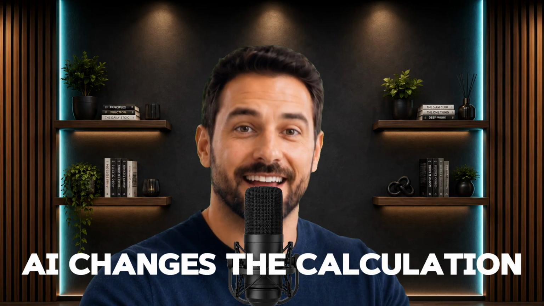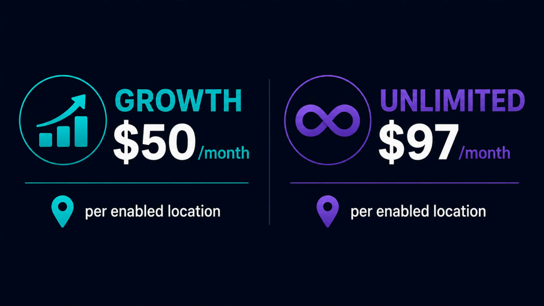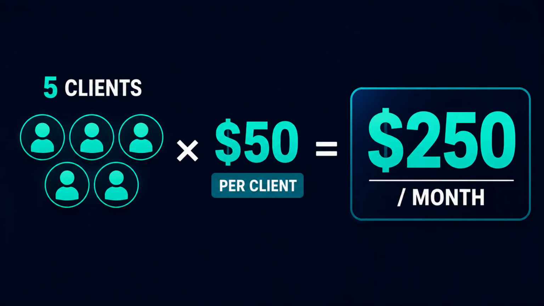And then there's AI. This is the part I'd pay particularly close attention to because AI usage can add another layer to your costs. HighLevel currently gives you 3 ways to use its AI products: pay-per-use, AI Employee Growth, or AI Employee Unlimited. Growth is $50 a month per enabled location. Unlimited is $97 a month per enabled location. So if you have 5 client accounts using the $50 plan, that's $250 a month before your other HighLevel costs.